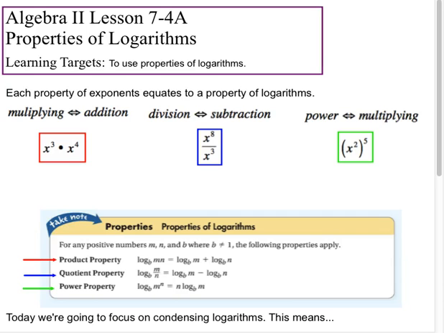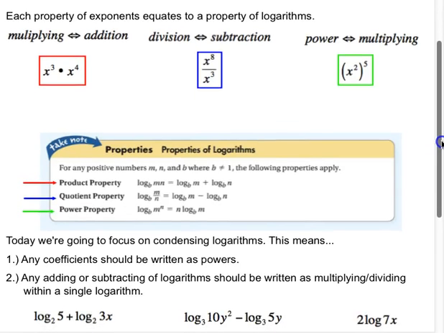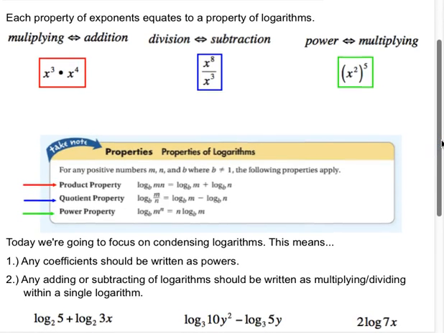So before we dive in, I just want to show you the basics of exponents because exponents and logs are connected, as are their properties. So multiplying and addition are connected for exponents, therefore they're connected in logarithms. So here, x to the third times x to the fourth, when you're multiplying, that is connected to addition. You know from exponents that would be x to the seventh, and in a few moments you're going to see how that is connected to logarithms as well.